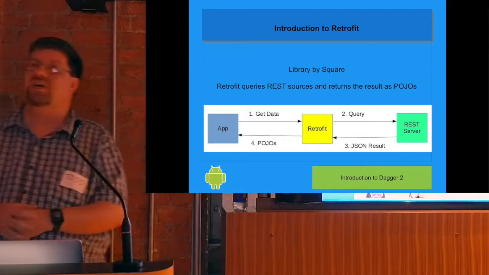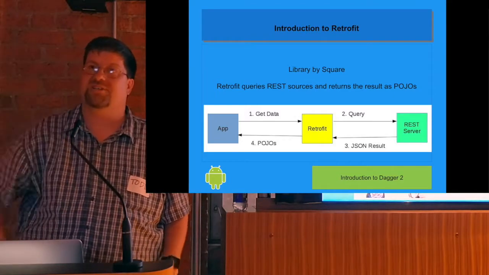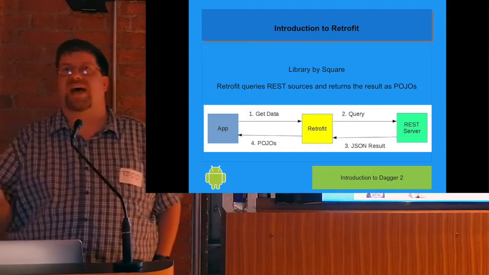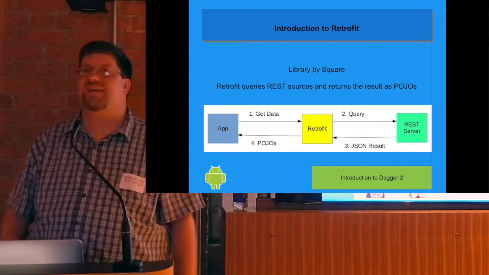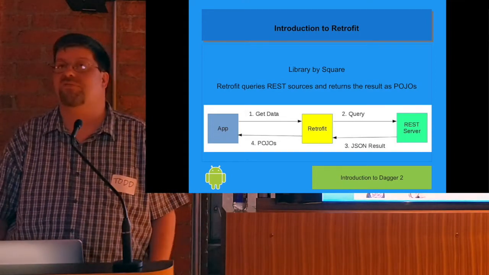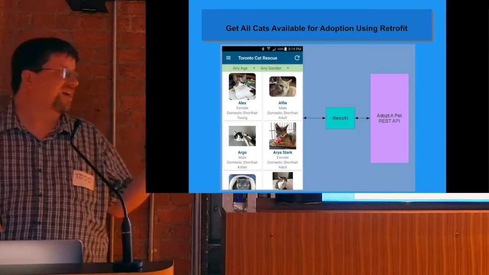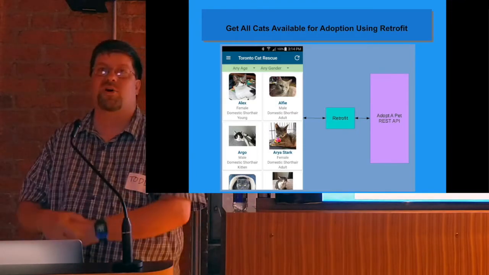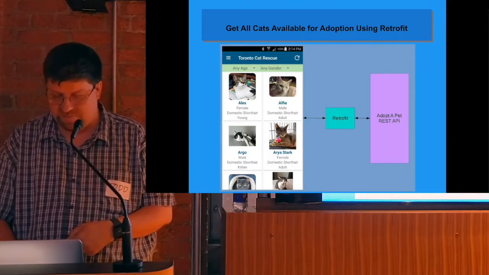Because here's an app that I've done, where there's a site called Adopt-a-Pet that provides all this REST data of all the cats currently available for adoption. All the cats you see on the left-hand side here are currently available for adoption, including our kitten Argo, which you see here. We can click on Argo in the app and get a little more information on Argo.